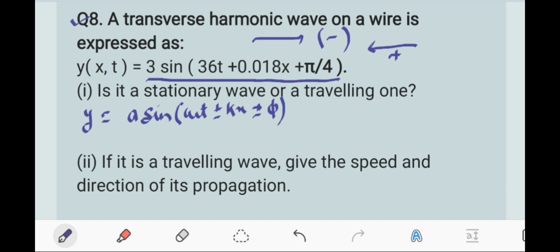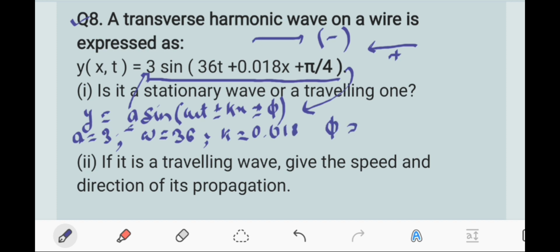And here if we compare this equation with the general equation of the progressive wave, we can see that amplitude is equal to 3, omega is equal to 36, and k value is 0.018, and phase difference is pi by 4. And since this equation satisfies the general equation of the progressive wave, therefore this is not a stationary wave, this is a traveling one, that is this is a progressive wave.